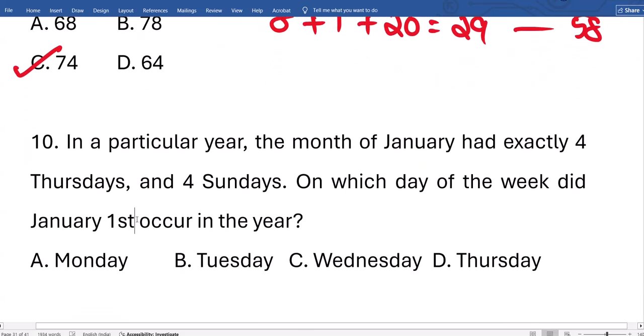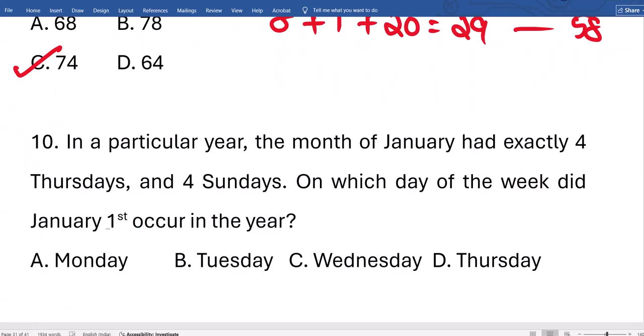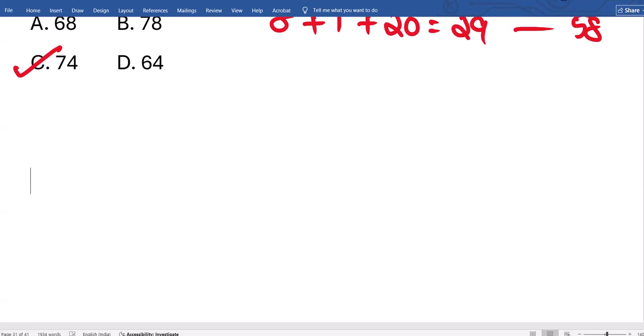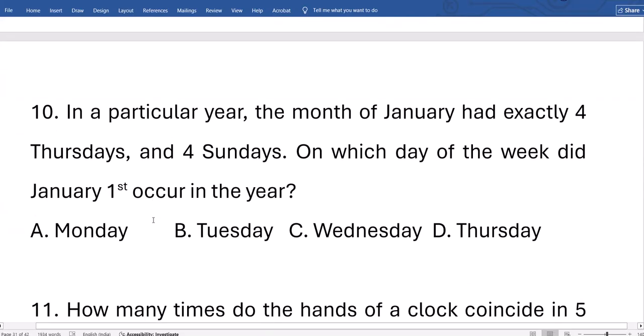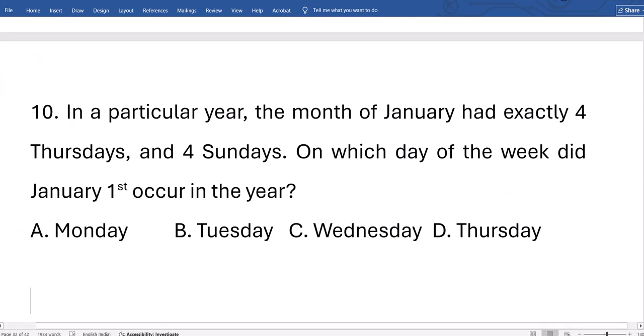Now a serious question. In a particular year, the month of January has exactly 4 Thursdays and 4 Sundays. On which day of the week does January 1st occur in that year? Serious basic question, general question. January, how many days do you have? 31. So 4 weeks plus 3 extra days. It means we get exactly 4 Thursdays and 4 Sundays. The 3 extra days do not include Thursday or Sunday.